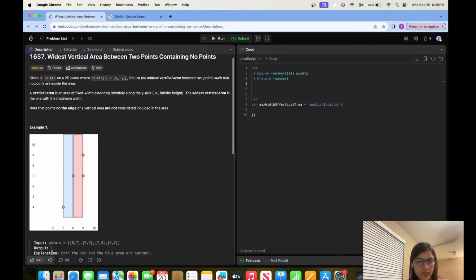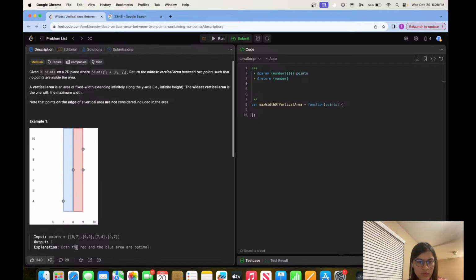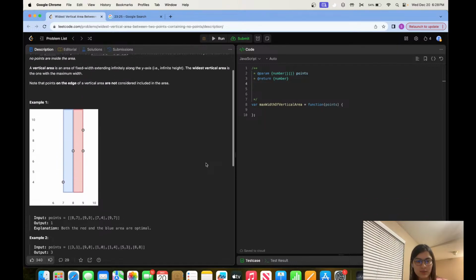Because here they are just returning one, and they are saying that both red and blue are optimal. So by looking at this example, I know that the y-axis doesn't matter, and what matters is just the breadth. Note that points on the edge of the vertical area are not considered. Let me look at this example and find that out.